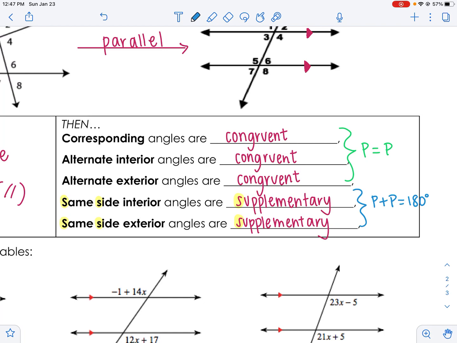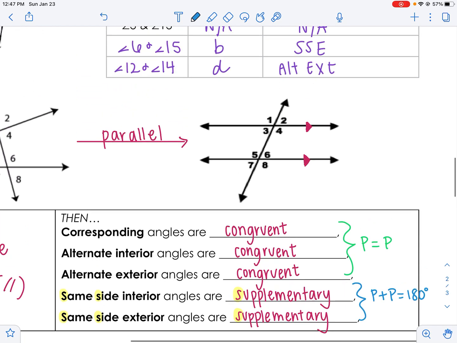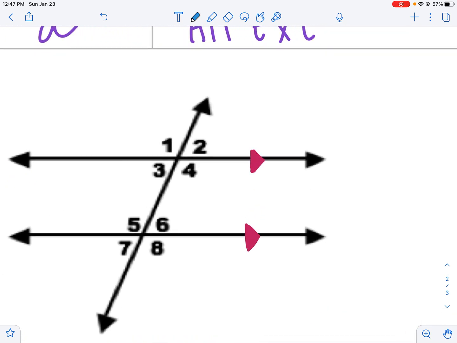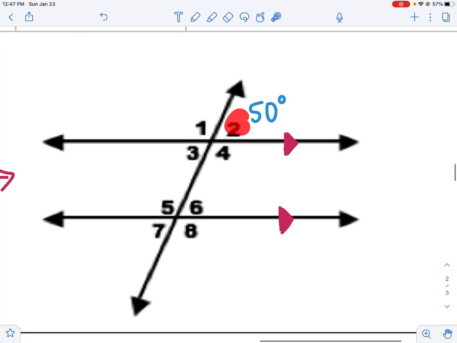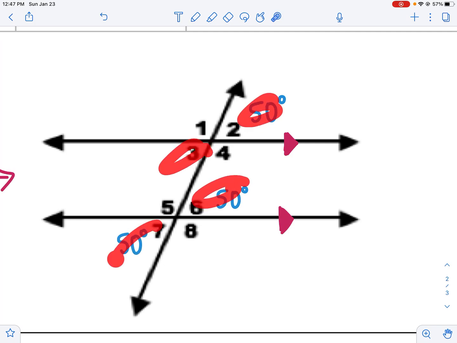So what's really nice about these is that if you know one, you know them all. So if I tell you that angle 2 is 50 degrees, then that means that angle 2 corresponds to angle 6. That would also be 50 degrees. But if you remember alternate exterior, so angle 2 is 50, well, so is angle 7. That's also 50 degrees. And if you remember vertical angles, notice that the ones across from each other, so angle 3 is going to be 50 degrees.